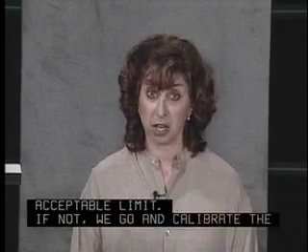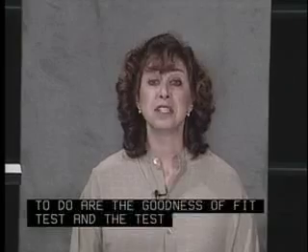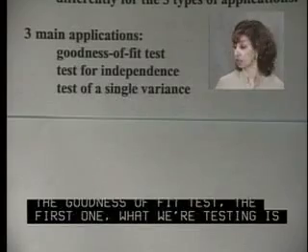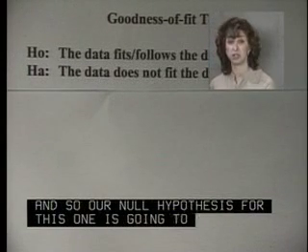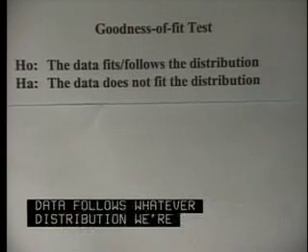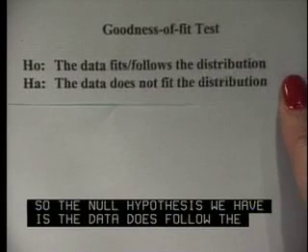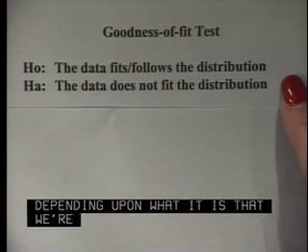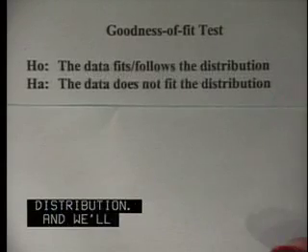The 2 tests that we are going to do are the goodness of fit test and the test for independence. The goodness of fit test, the first one, what we're testing is to see if data follows a certain distribution. And so our null hypothesis for this one is that the data follows whatever distribution we're testing. So the null hypothesis is the data does follow the distribution. Now, we need to customize this depending upon what it is that we're studying. The alternate will be that the data does not follow the distribution, and we'll need to customize that also.